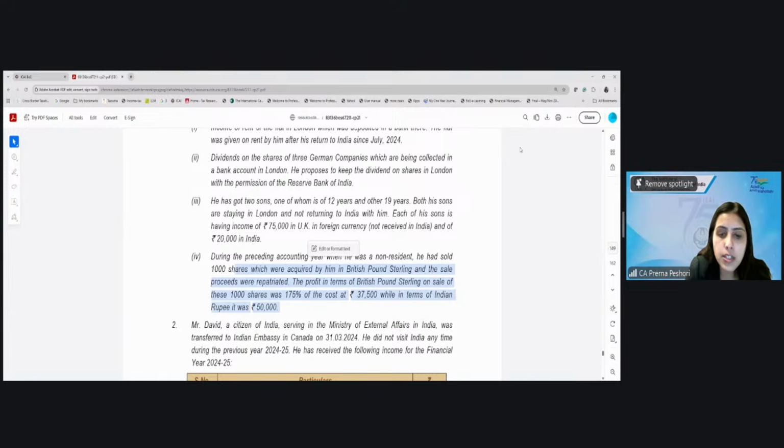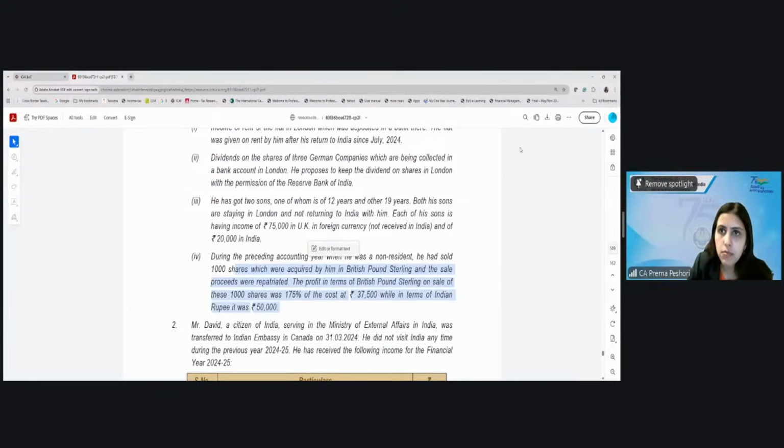Okay. Any questions? Any doubt till now? If repatriated, then taxable? No. Even if it is repatriated, repatriation is not taxable. Repatriation is not receipt. Repatriation is just sending back the income. So that will not be taxable, Samyathan.